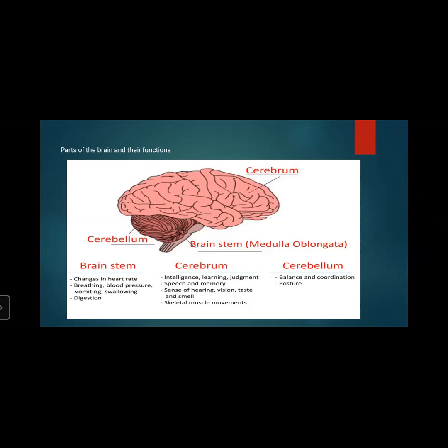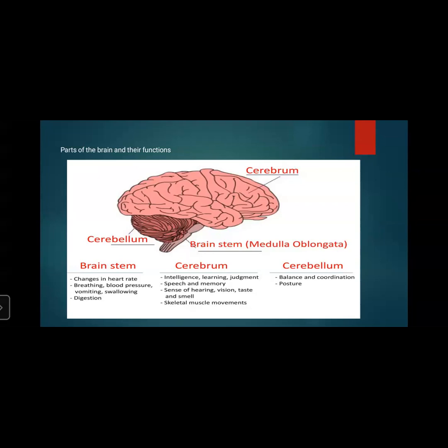Now the parts of the brain and their functions. Cerebrum: control of voluntary movement, concentration, planning, decision making, memory, intelligence, and intellectual activities. Cerebellum: coordination of voluntary movements, maintaining the balance. Medulla oblongata: control of involuntary activities like the beating of the heart, blood circulation, breathing, sneezing, coughing, and salivation.